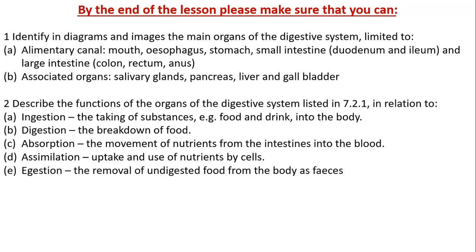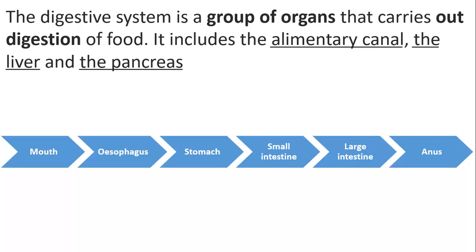By the end of your studying, you have to go back to the objectives and make sure that you can fulfill them. The digestive system, just like any other body system, is made of a group of organs that carry out a specific function. In our case here, it is digestion. It includes the alimentary canal, the liver, and the pancreas.